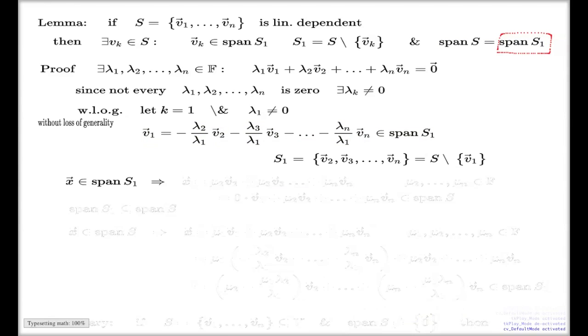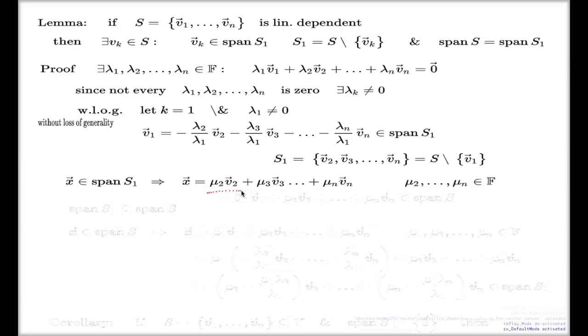We all know what it means being in a span. Being in a span means that the vector admits the linear combination representation, like so. You see, I changed the names for the coefficients because I want to fix these lambdas, like so. So it means that we have a sequence of coefficients, mu2, mu3, and mu_n, all of them from my number field, such that my x is equal to this combination.